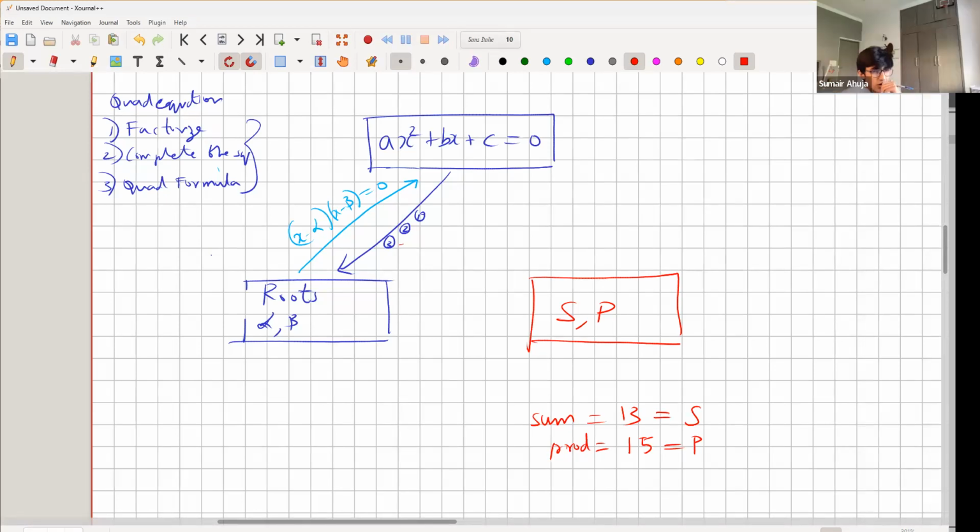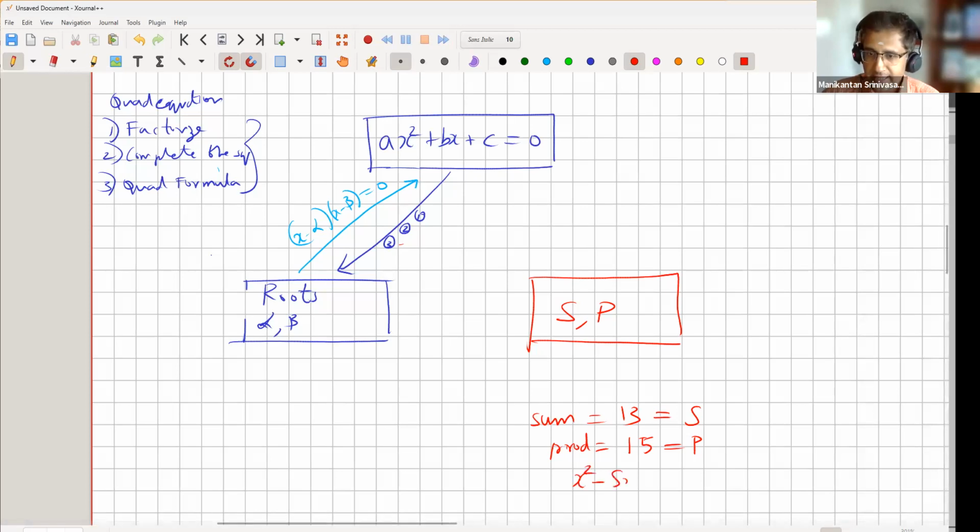So I'm not sure. Okay, Ahana? x square minus 13x plus 15 equal to 0. Yes, we just saw, right? x square minus sx plus P equal to 0. Right? So it's just that.